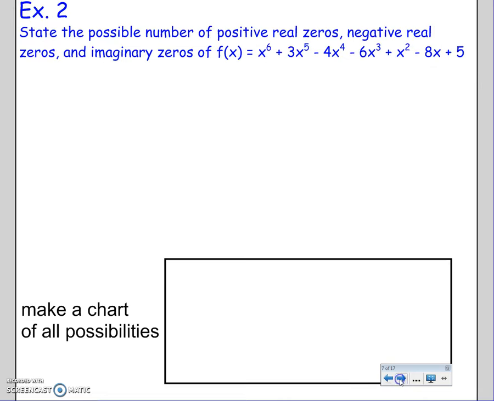So here's my example. Set the possible number of positive real zeros, negative real zeros, and imaginary zeros for that. Well, you see the degree is 6, so there's 6 roots. Some might be real, some might be imaginary, and some might be negative. So first, keep it exactly the same. I'm checking to see how many positive real roots there are.